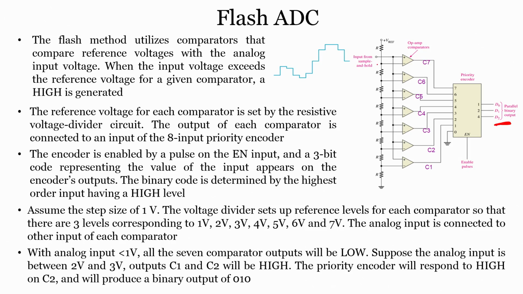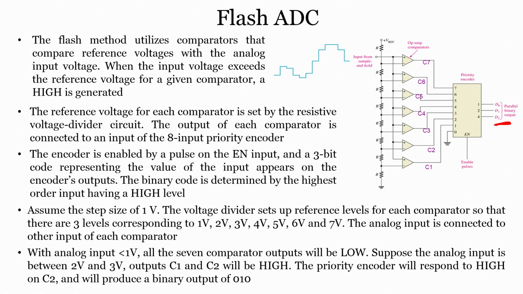Let us see here. The flash method utilizes comparators that compare reference voltages with the analog input voltage, like we discussed. When the input voltage exceeds the reference voltage for a given comparator, a high is generated, right. Because the input voltage is connected to the non-inverting terminal, a high or 1 will be generated. The reference voltage for each comparator is set by the resistive voltage divider circuit. You can see here the reference voltages. This is nothing but resistors R1 and R2, and if you apply voltage, it is a voltage divider circuit. In the same way you keep on dividing the voltage, and that is how the reference voltages are set.